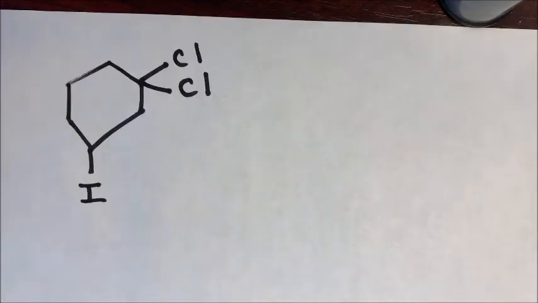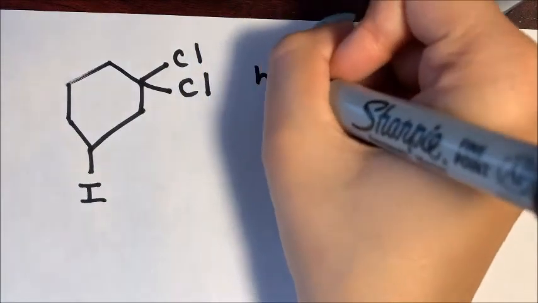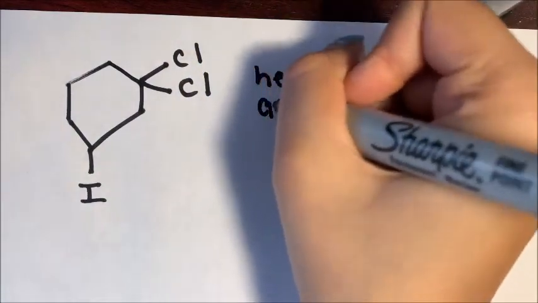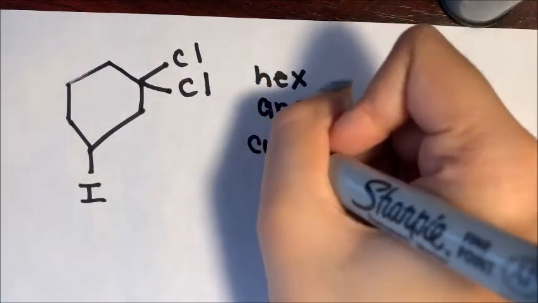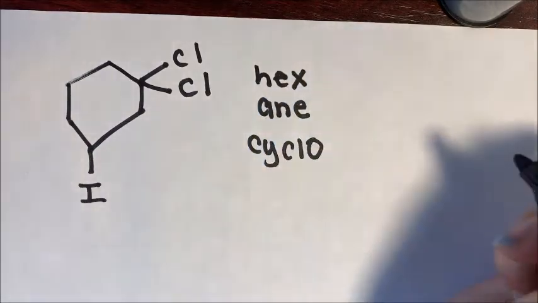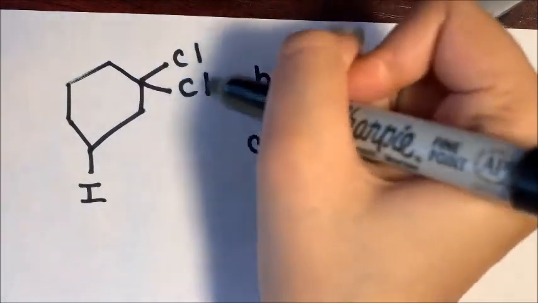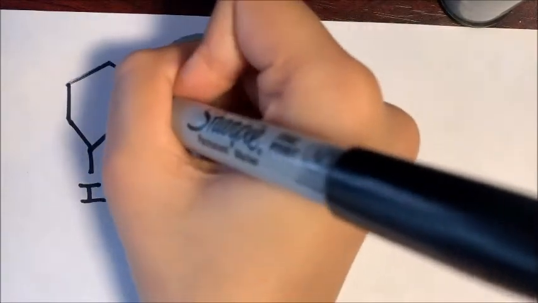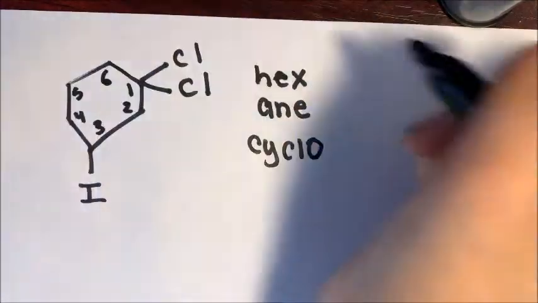Let's look at another one. We have a parent chain of 6 carbons for a first name of hex, only single bonds gives us the last name of ane, and a ring gives us a prefix of cycle. For numbering, we will start from the carbon that has more substituents coming off it, giving the 2 chlorines the number of 1 and iodine the next lowest number.